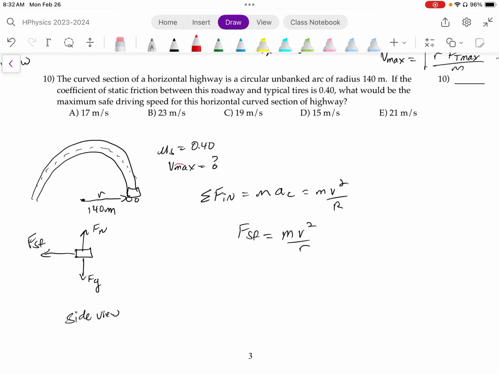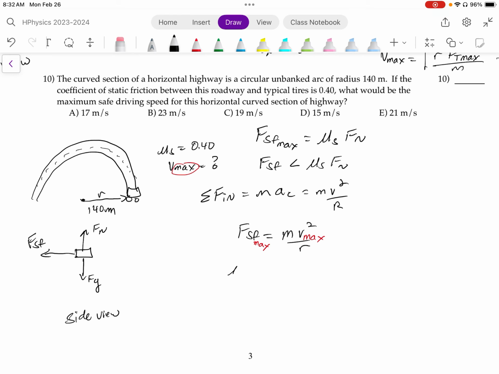Now they asked for the maximum speed. So if I have the maximum speed, I must use the maximum force of static friction. What is maximum force of static friction equal to? It is equal to mu sub s times force normal. Don't forget that force of static friction can also be less than that number, but in this case, they said max. So that is when it's equal to mu sub s times force normal.